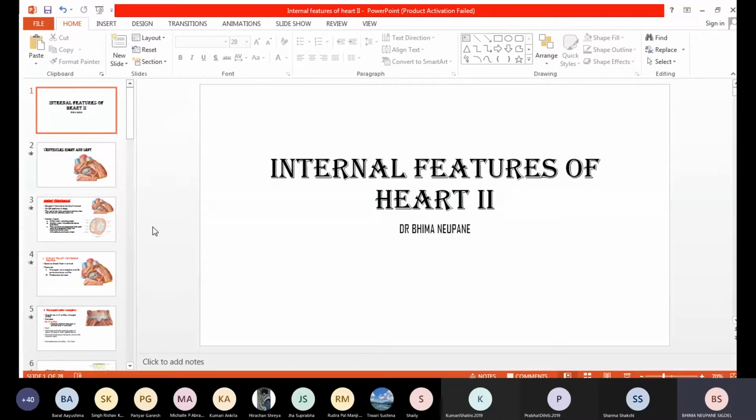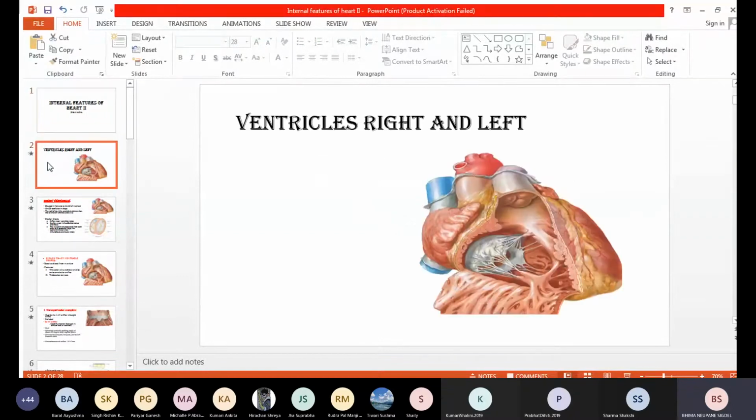Okay. So, good morning to all of you. Good morning, ma'am. So today we'll start the second part of the internal features of the heart, right? We have completed the atrial portion, both right and left atrium, that is the interior of the right and left atrium. So today we'll move directly towards the ventricles.